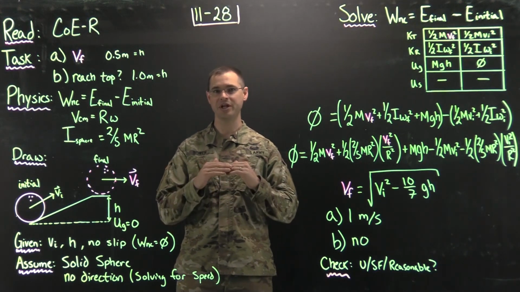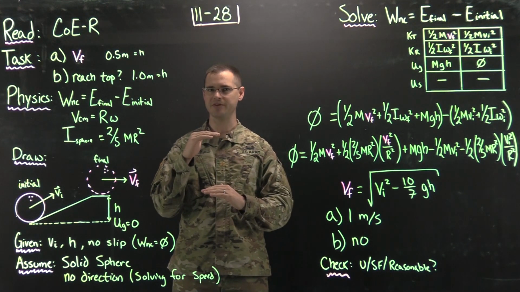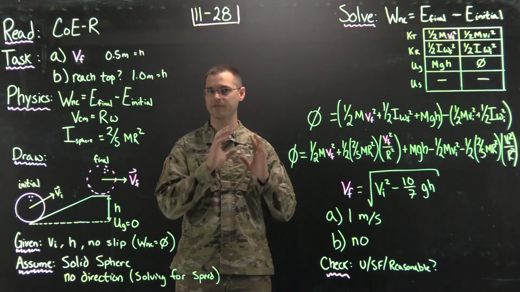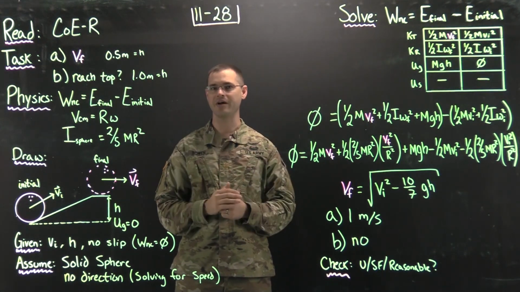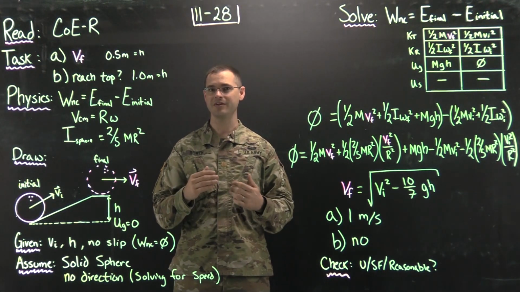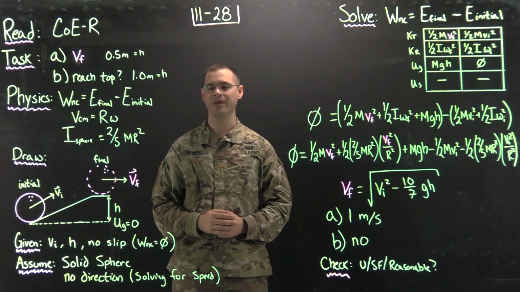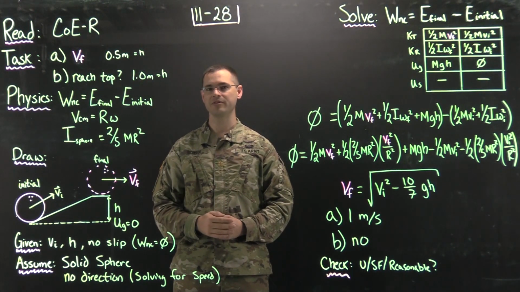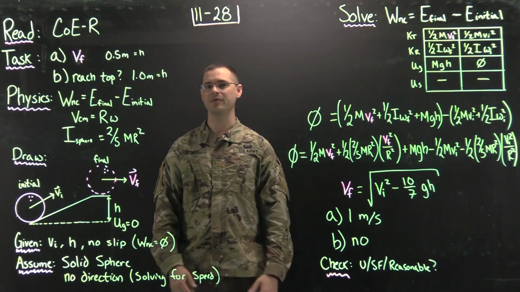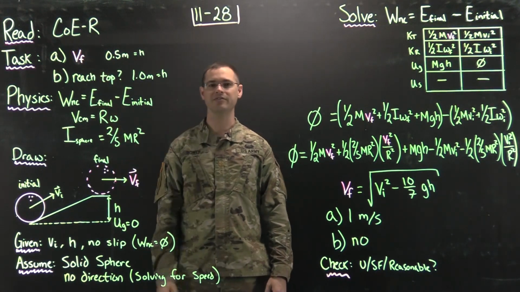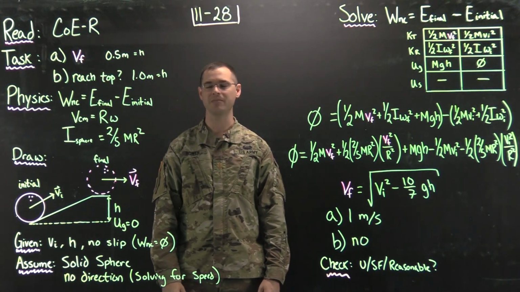So, we have a change in height, so there's some change in potential energy, and we're solving for a final speed, so there's some trade-off in kinetic energy. So this is a conservation of energy problem. Additionally, it tells us that the ball is rolling without slipping as it's going up the ramp, so it's a conservation of energy with rolling motion problem.